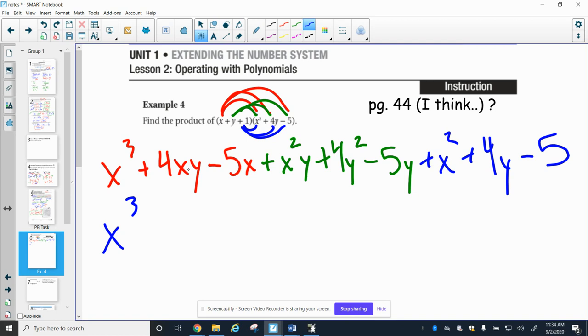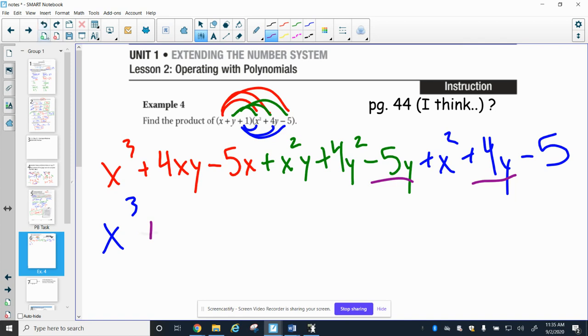So 4xy, we need something that has an x and a y, no exponents. Not seeing any of that. We keep going. We have a minus 5x, nothing that just has an x. X squared y, nothing that has an x squared and a y. Y squared, nothing there. Minus 5y. We actually do have a plus 4y in here, so we do have some like terms. X squared, nothing that's just an x squared, and then a minus 5, that's the only one that's just a number.